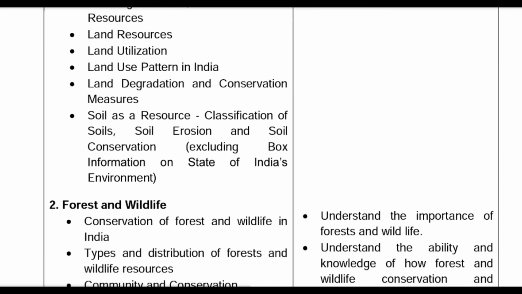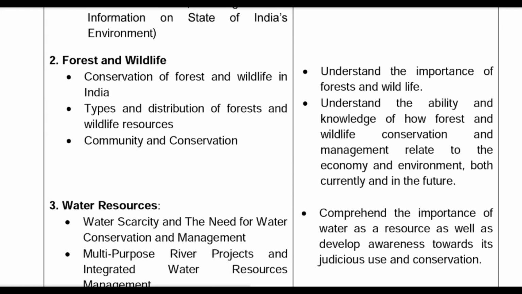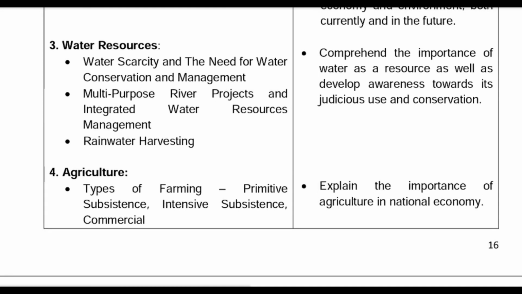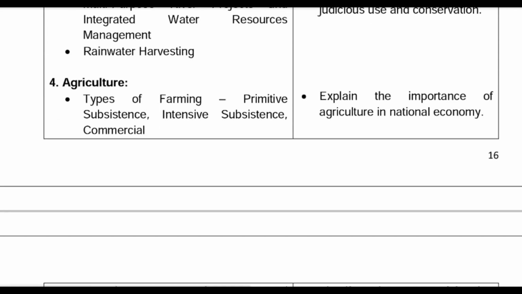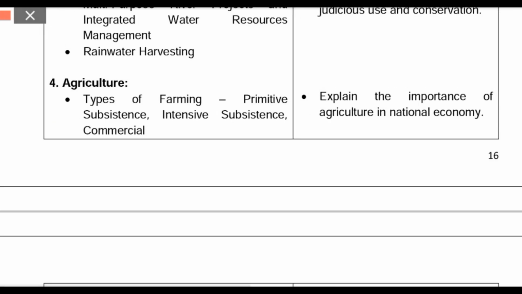And after that, now look here carefully. Excluding the box information on the state of India's environment. This you will have to leave, and there is no meaning in preparing this. And after that, now come to chapter number 2. This full you will have to prepare, and after that, chapter number 3, water resources, full. And in agriculture, only the types of agriculture. These you will have to prepare.